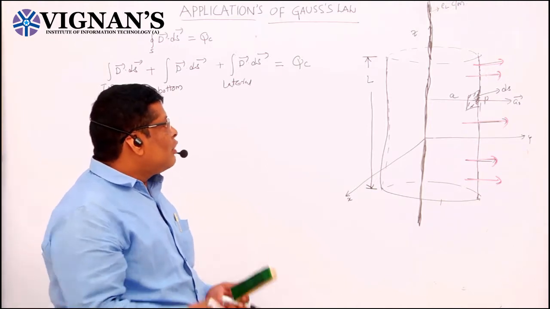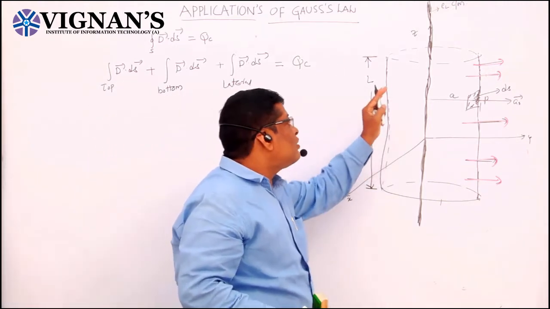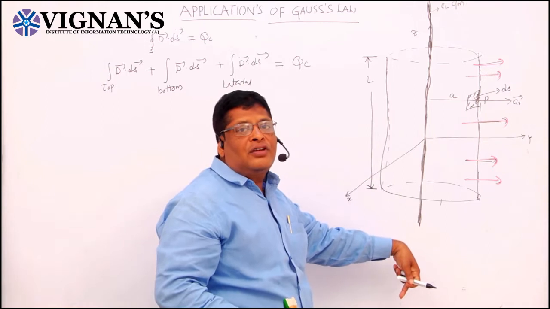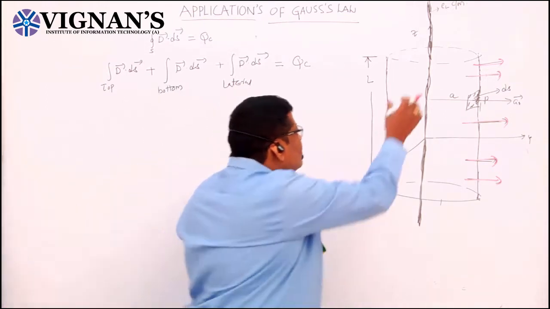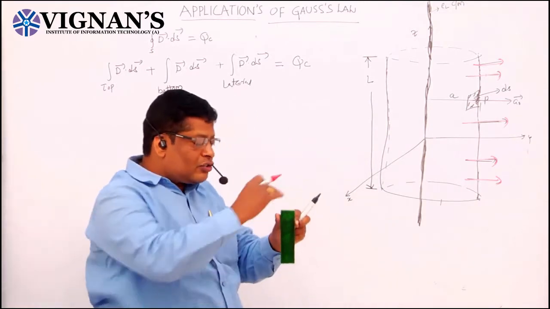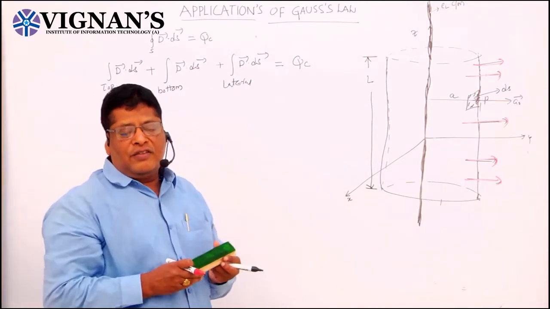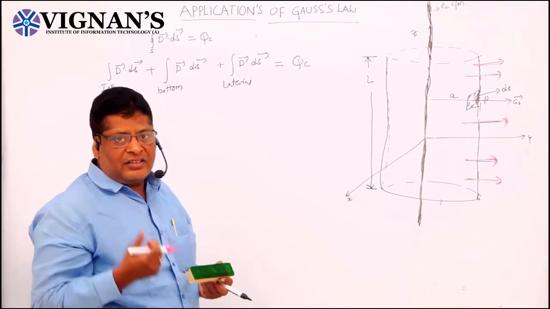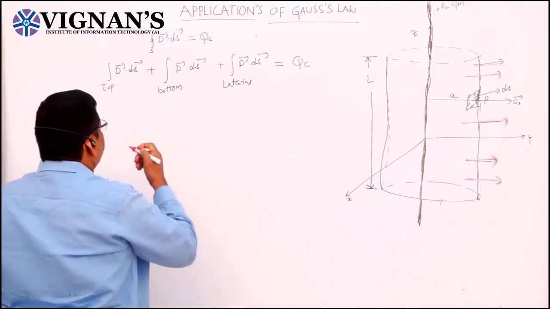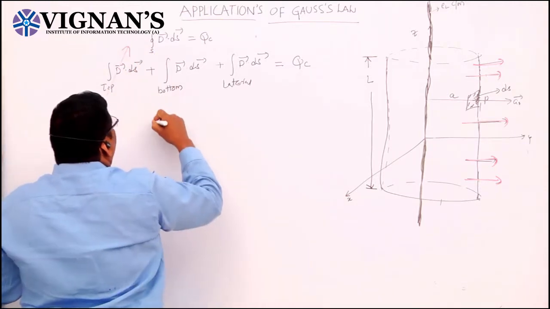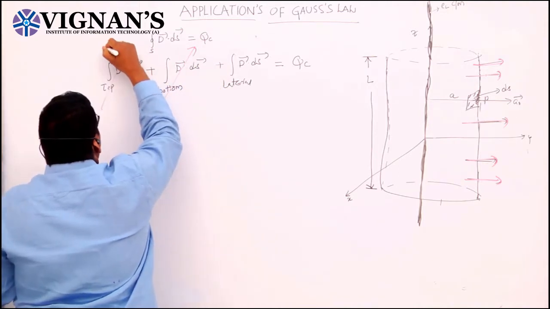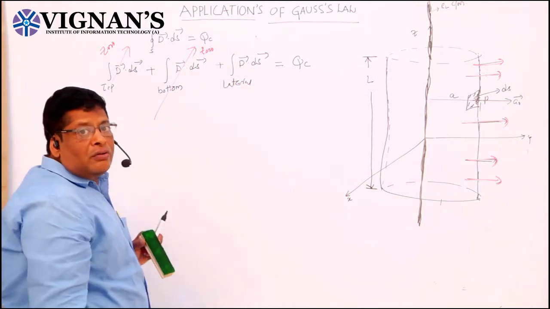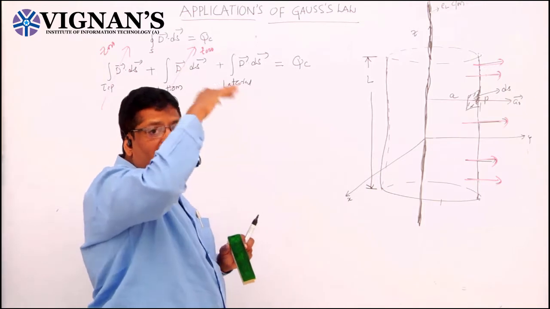There is no flux crossing the Gaussian surface at the top, as well as no flux crossing the Gaussian surface at the bottom. Nothing but there is no flux density here as well as here. There is no flux density at the top as well as the bottom. If the flux is not there, there is no meaning for the flux density. So these two integrations, top as well as bottom, become 0. These two values are 0. So why is it 0? There is no flux passing in an upward direction as well as a downward direction.